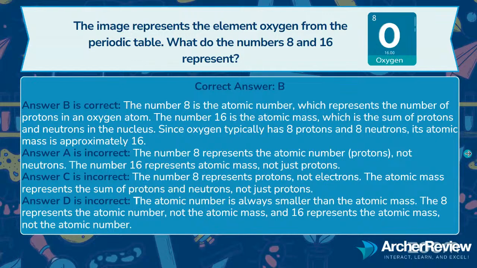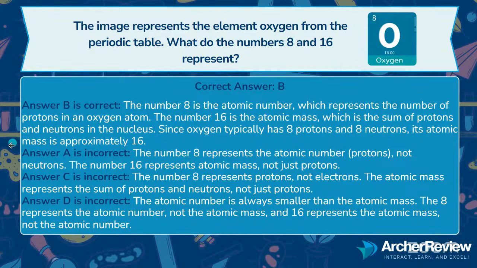For those of you that chose answer B, well done. So 8 is the atomic number. That's the number up in the left, and that's representing the number of protons, the defining characteristic of that atom or that element. Number 16, remember, that's what's here, is the atomic mass. That is going to be the sum of the protons and the neutrons, and in that case, it's approximately 16.